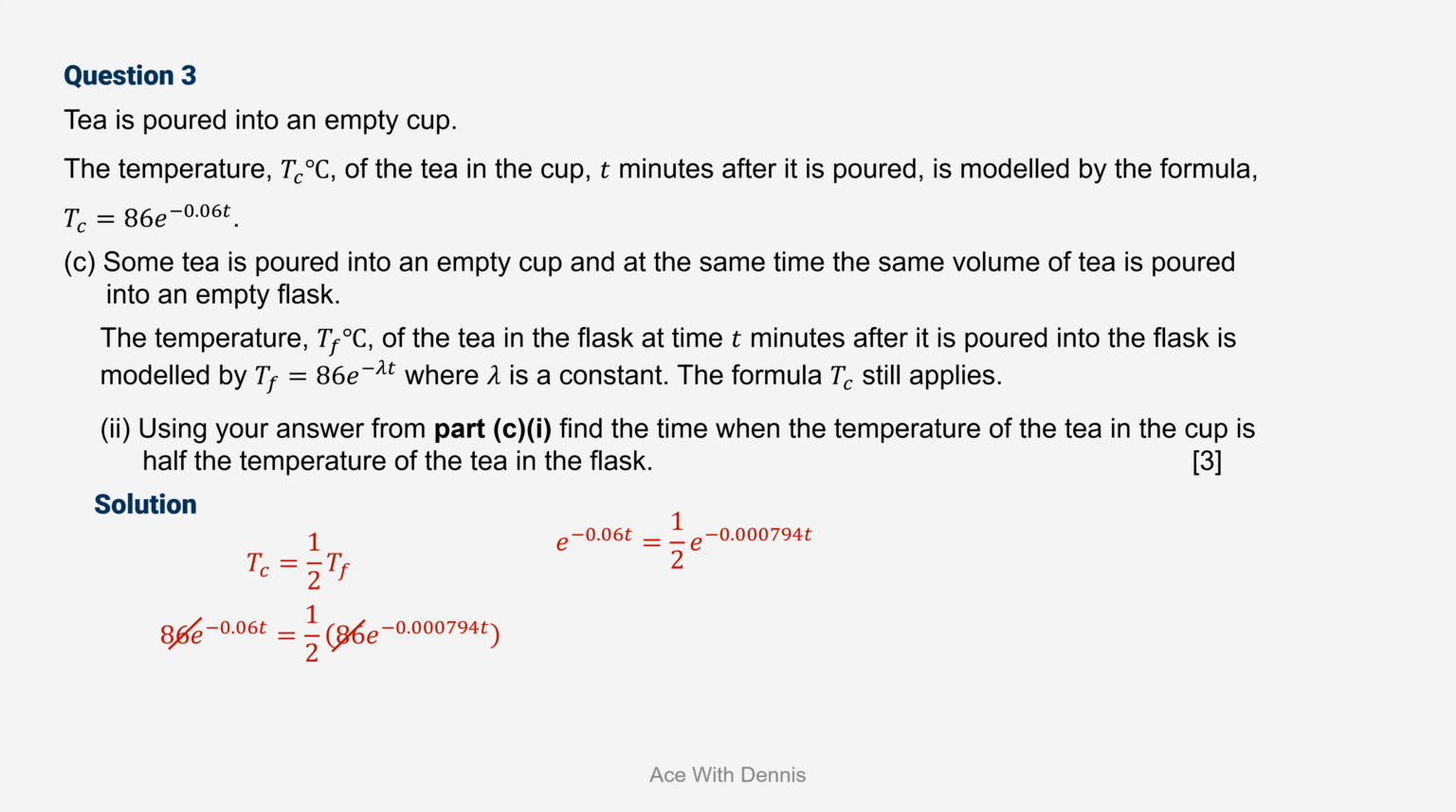0.000794 t. Further solving this equation, we will have e to the power of negative 0.06 t over e to the power of negative 0.000794 t equals half. Applying the indices law, we get e to the power of negative 0.0592 t equals half. So negative 0.0592 t equals ln half. t will be negative 1 over 0.0592 ln half. Then we calculate the value of t, and we get 11.7 minutes.